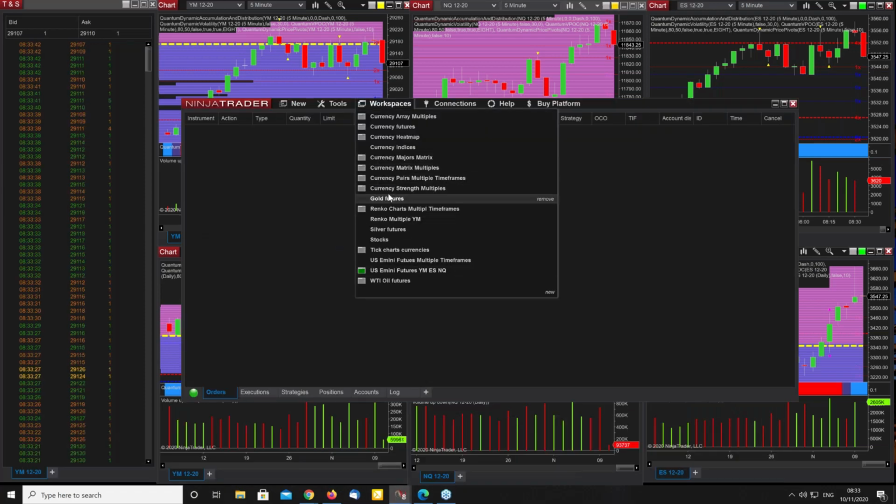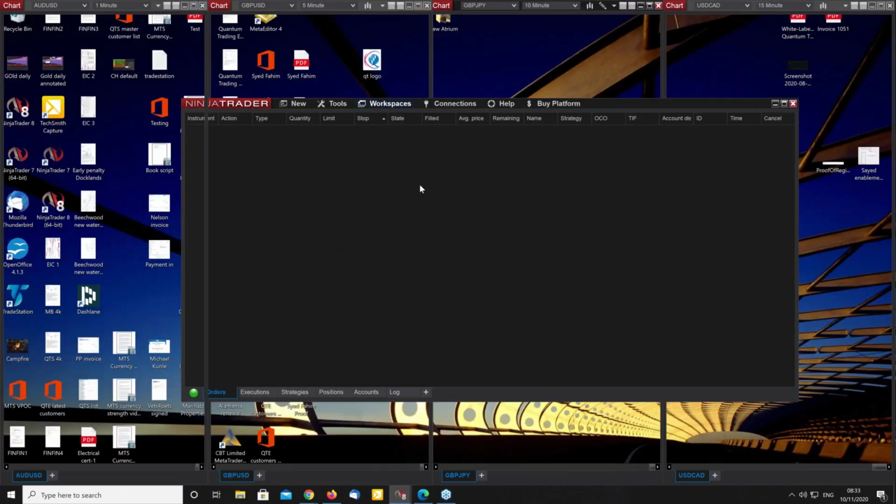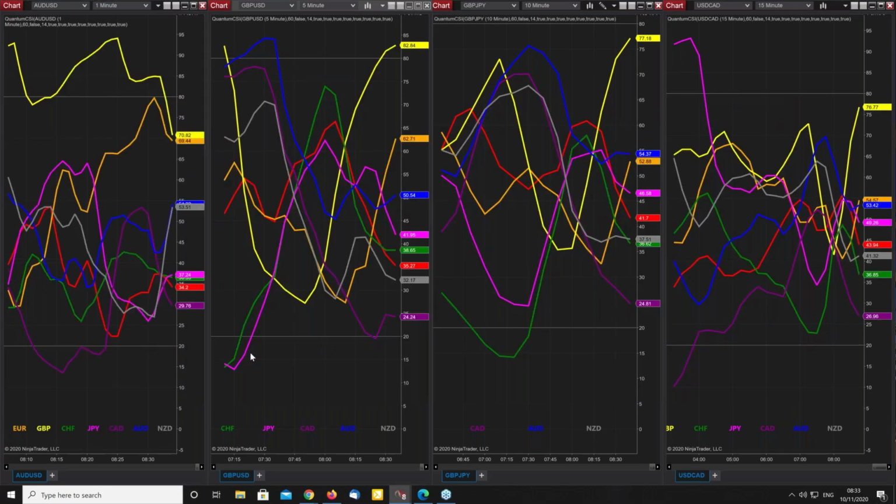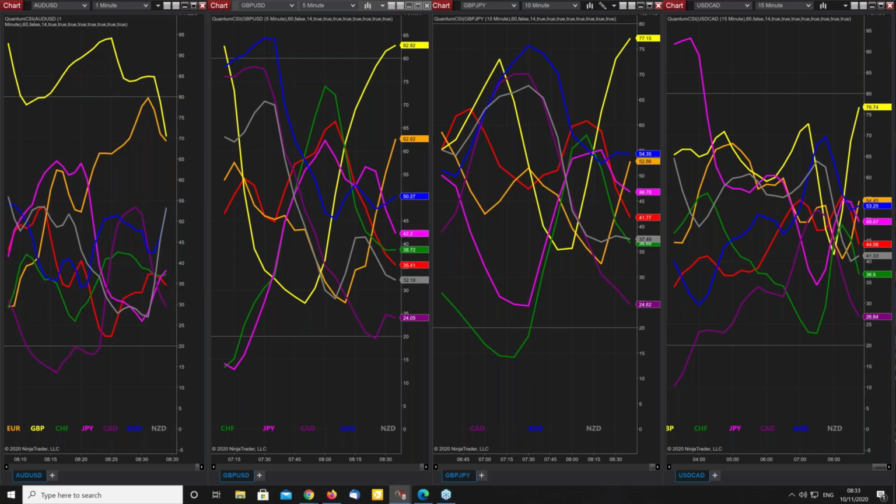Let's go over to the currency strength indicators on multiples. Let's get that out of the way. There we go. This is on 1, 5, 10, and 15. Wherever you start your day, the currency strength indicator really teases all this apart. And you can see what's going on.